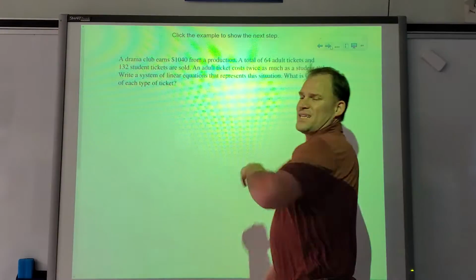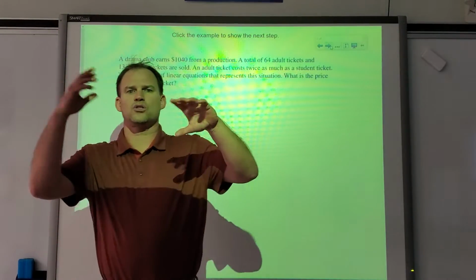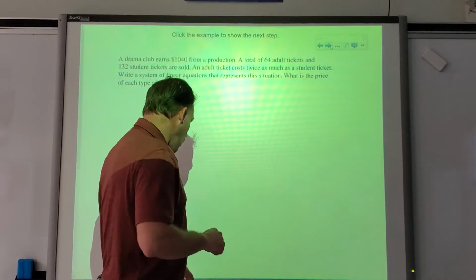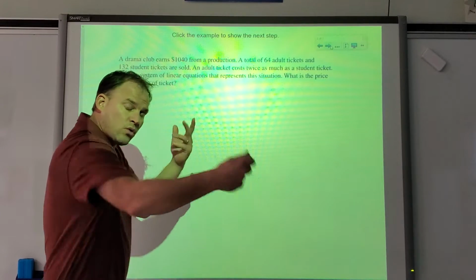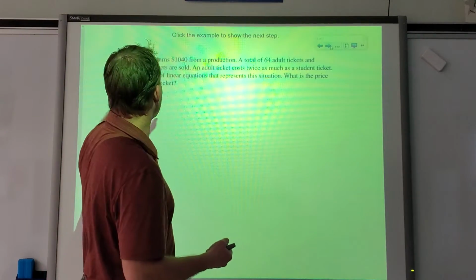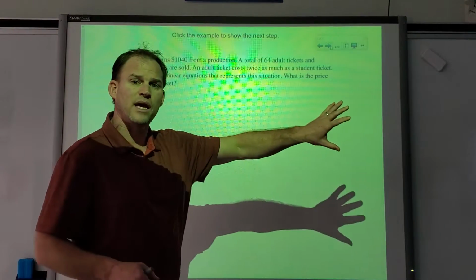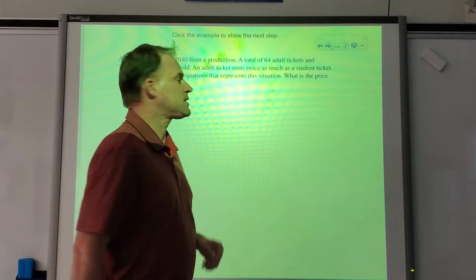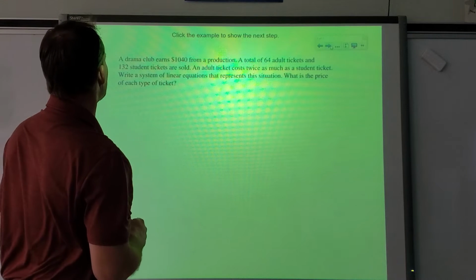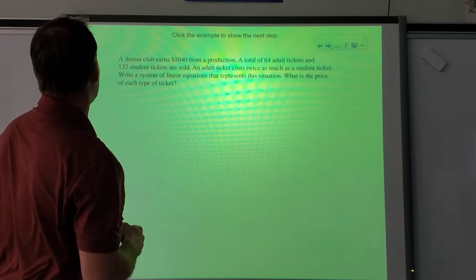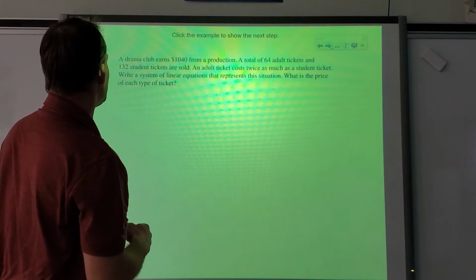Whenever you have something like this, they're talking about tickets or something like that, there's always two equations you can write. One is the number of tickets, one is money. Those are your two setups, okay? We have a money equation and we have a number of tickets equation. So we have 64 adult and 132 student. Okay, that's pretty easy.